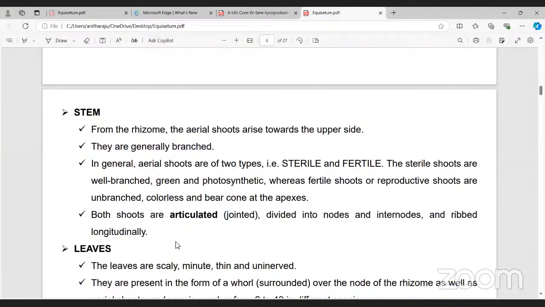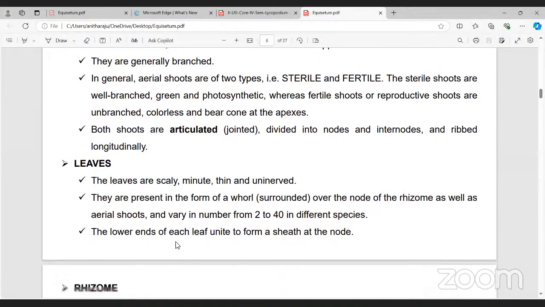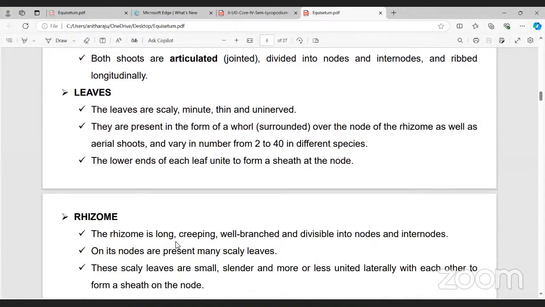The stem arises from the rhizome, and the aerial shoots arise toward the upper side. They are generally branched. Aerial shoots are of two types, sterile and fertile. What is sterile? What is fertile? The sterile shoot will not have reproductive properties. The fertile one has the cone. That's simple. And leaves, here the leaves are very minute and scaly, thin and nerved.